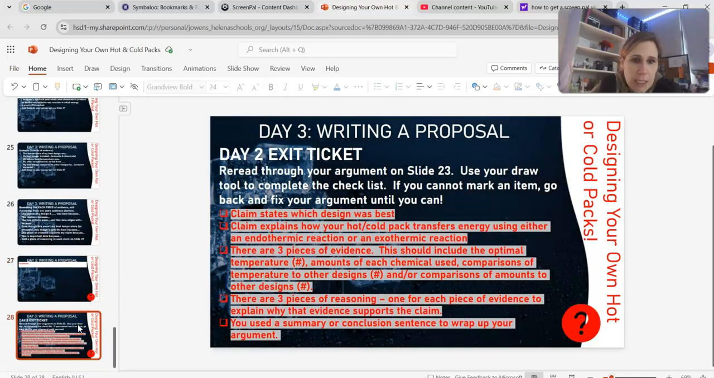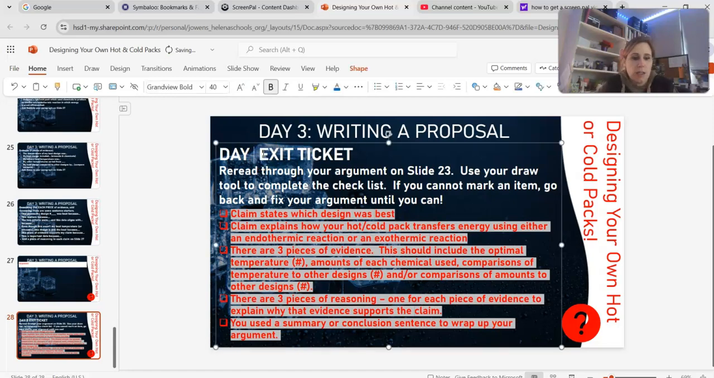And then for your exit ticket today, you guys are going to go through and do a little checklist here. You're going to reread through. If you guys read the little checkbox here and it doesn't fit your writing, you need to go back and fix your writing first. Don't just check it off down here. Go make that correction. Like if you only use 2 pieces of evidence, don't check this off that you read and saw 3 pieces. Go back and fix it.